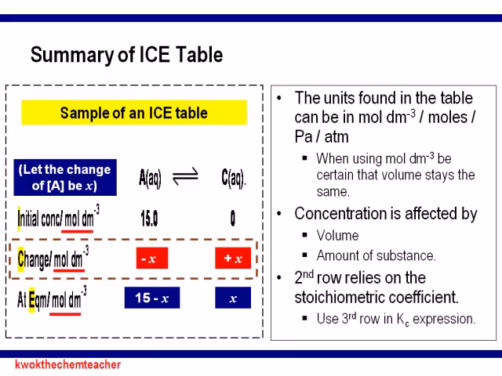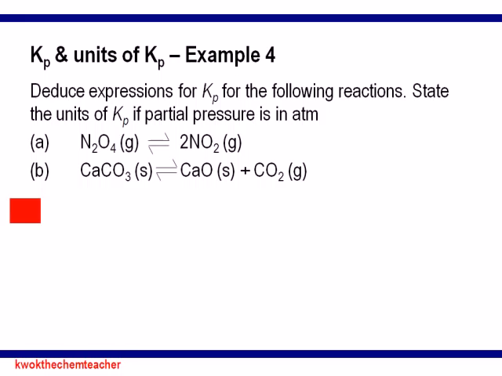The second row of the ICE table is quite crucial because it relies on the stoichiometric coefficient, whereas we use the third or final row of the ICE table for our Kc expression calculation. I think it's apt to talk about Kp and the units of Kp.